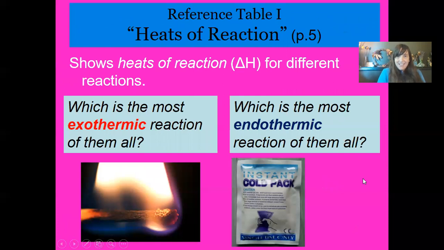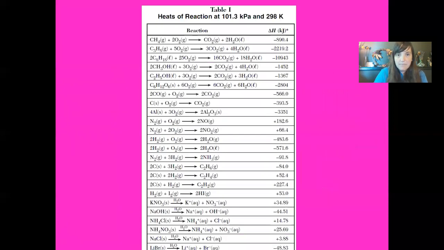Okay, so one of the last reference tables we'll look at this year is reference table I, heats of reaction. It's on page 5. It shows you the enthalpy of reaction or the heat of reaction for a bunch of different reactions. I'll show it to you in the next slide here. So here's a bunch of different reactions, and then it shows you the enthalpy in kilojoules.